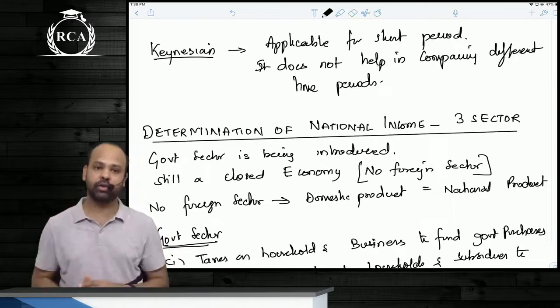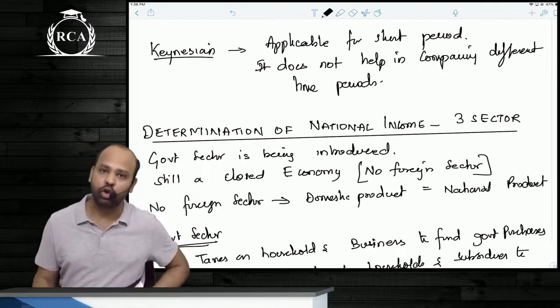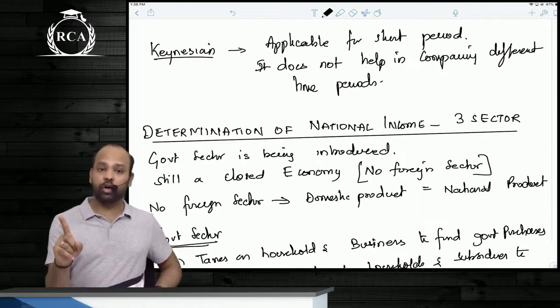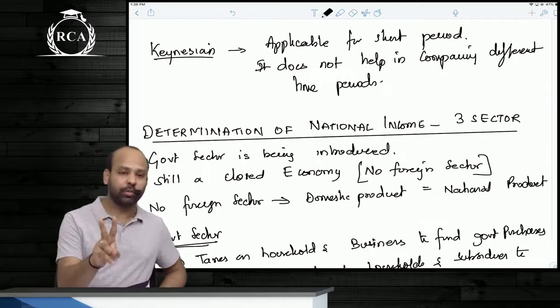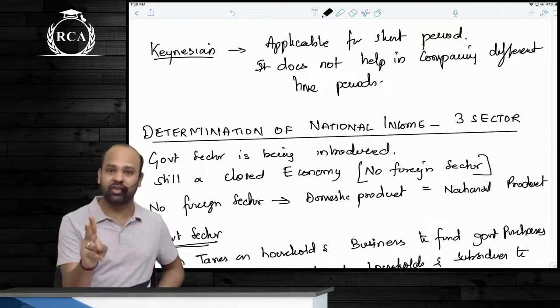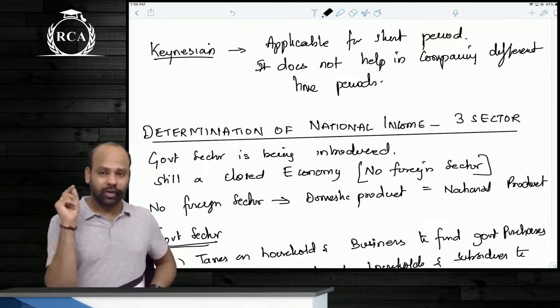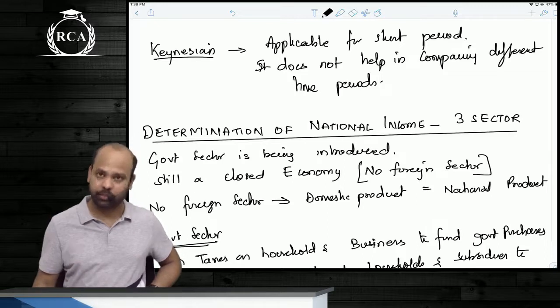It is applicable only for the short period. Keynesian theory has its own drawbacks. So we spoke about the inflationary and deflationary gap, we spoke about the investment multiplier, we spoke about Keynesian theory under a two sector model where your national income is equal to C plus I.